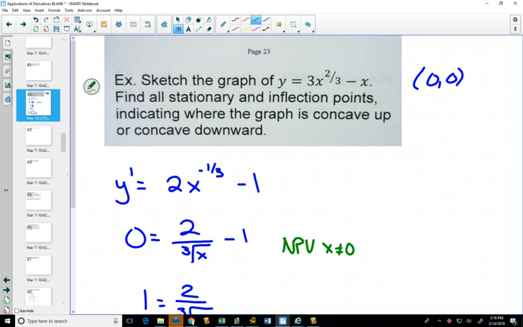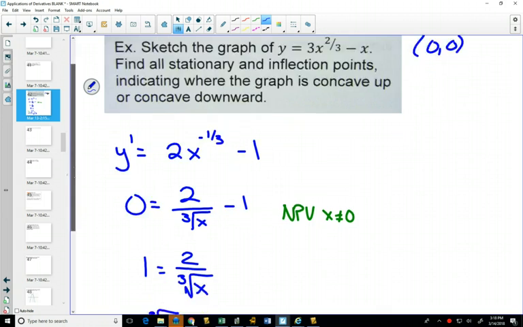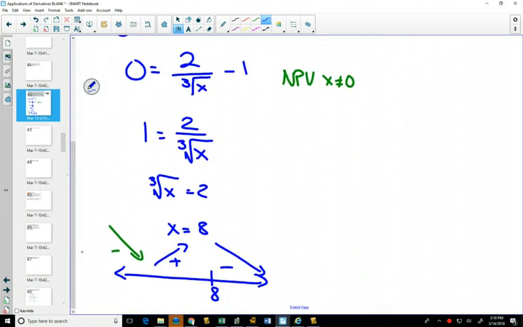So what happens is when we're writing our critical values, we have to include not only non-permissible values of our original graph, but we also have to include non-permissible values on our derivative graph. And the fact that there's a non-permissible value on our derivative graph means at x equals 0, there is no derivative. Okay, so how does that show up on the graph?